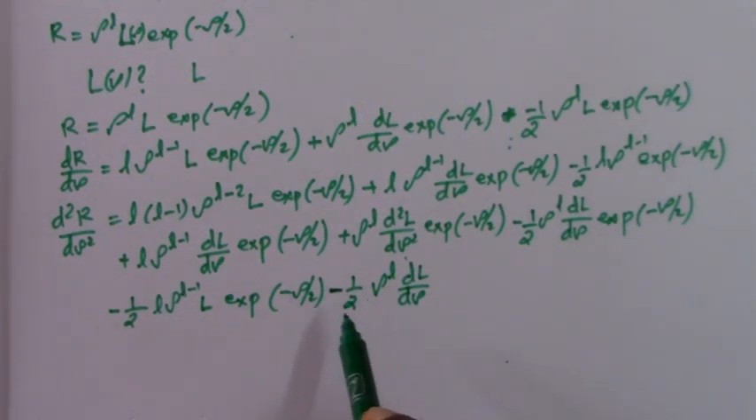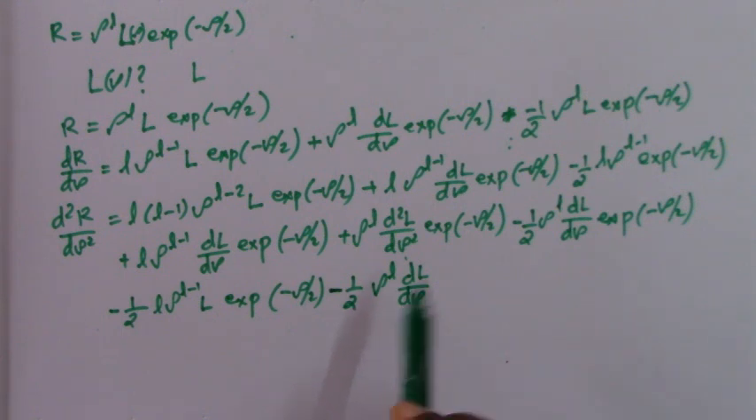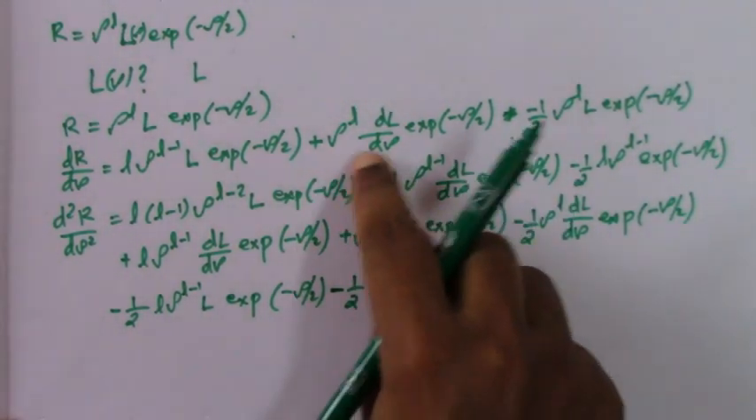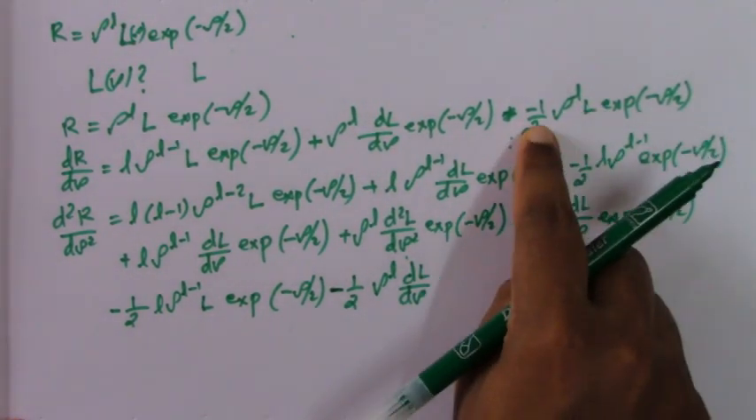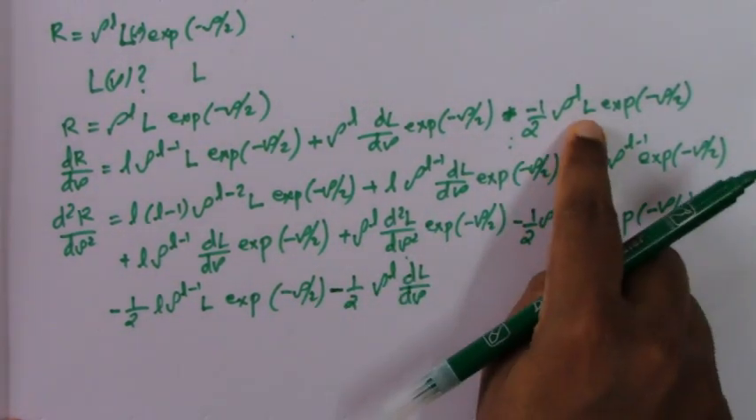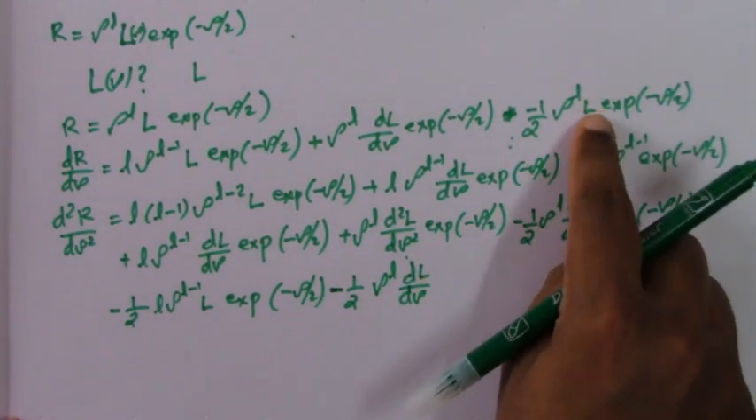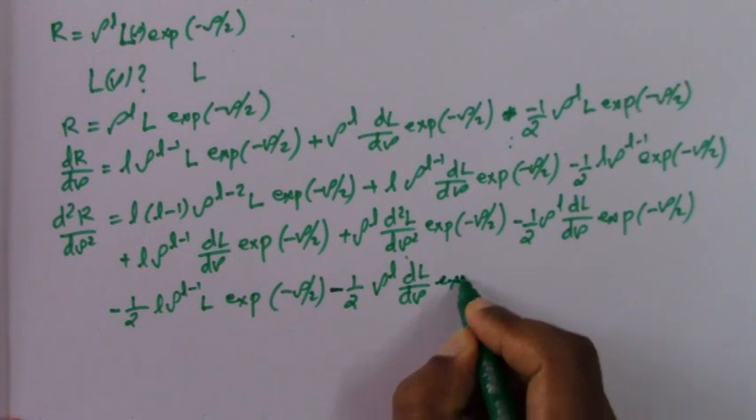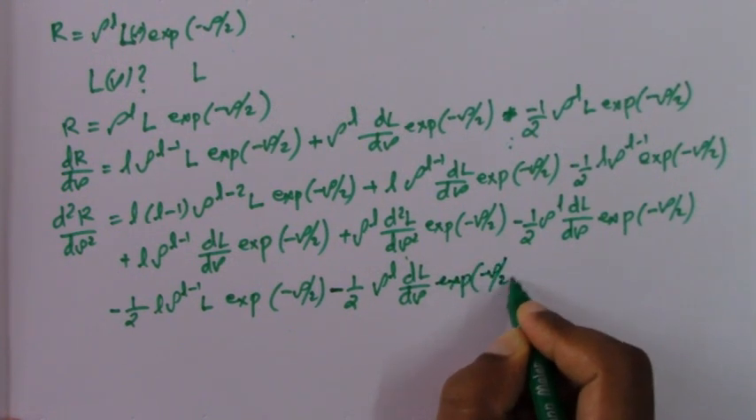Okay, we are only here, the second one: minus 1 by 2 into rho raised to L, dL by d rho, exponential minus rho by 2.